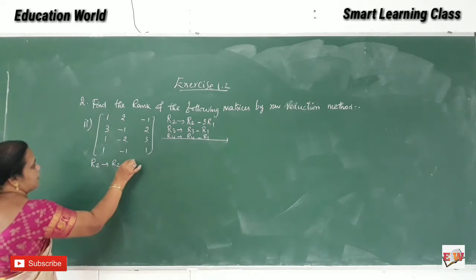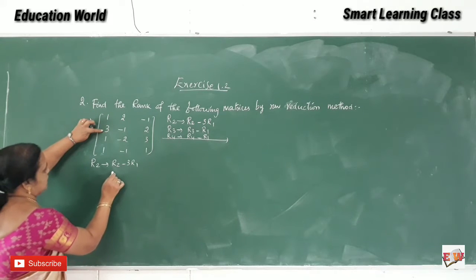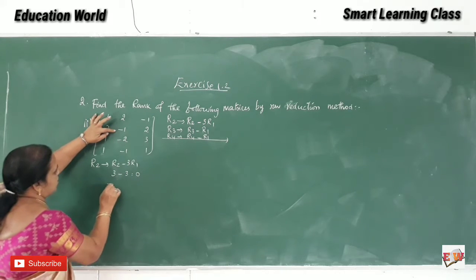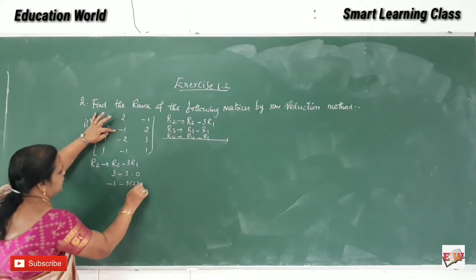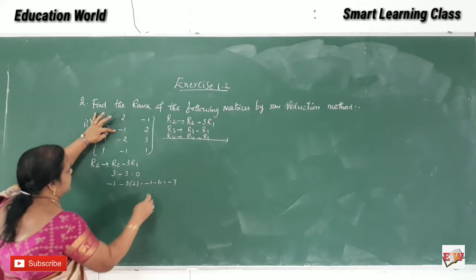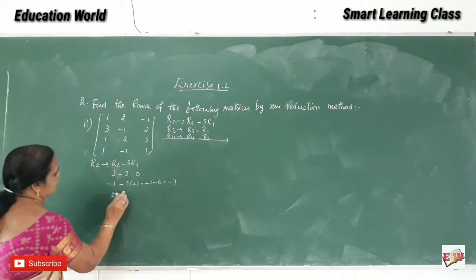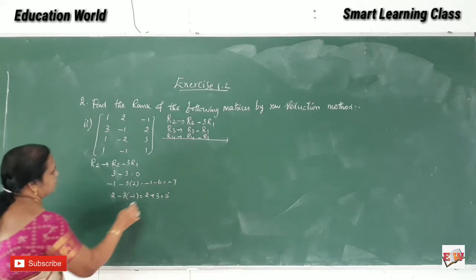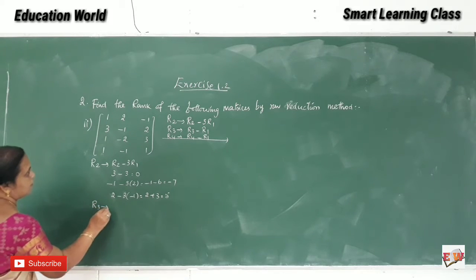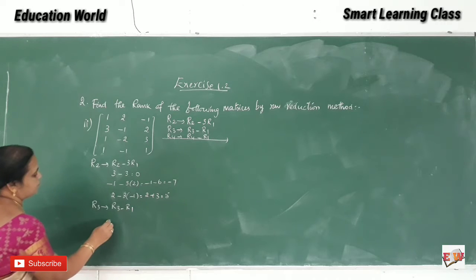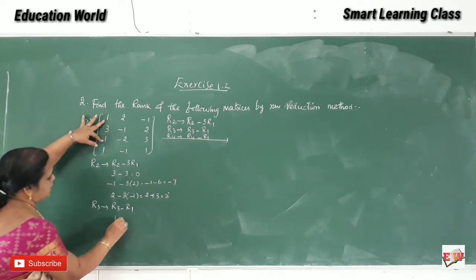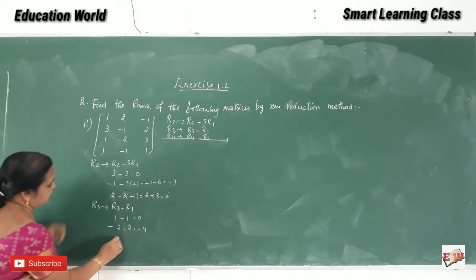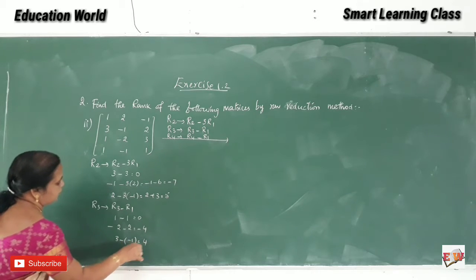R2 minus 3R1. Second row, first element: 3 minus 3 is equal to 0. Minus 1 minus 3 into 2, minus 1 minus 6 is minus 7. 2 minus 3 into minus 1, 2 plus 3 is 5. Then R3 minus R1: 1 minus 1 is equal to 0. Minus 2 is equal to minus 4. 3 minus minus 1 is equal to 4.